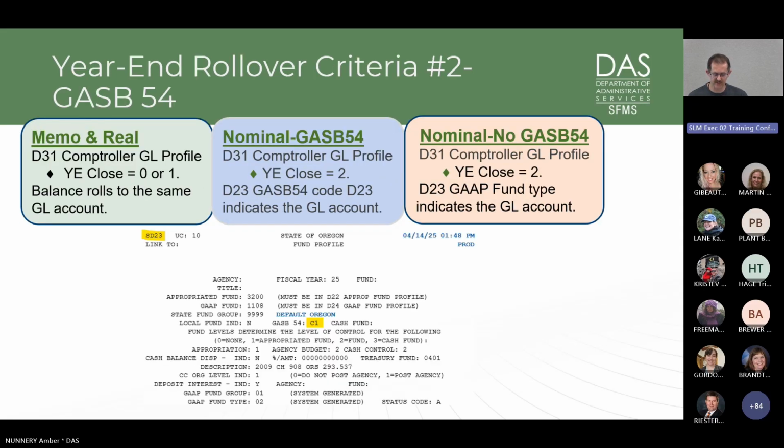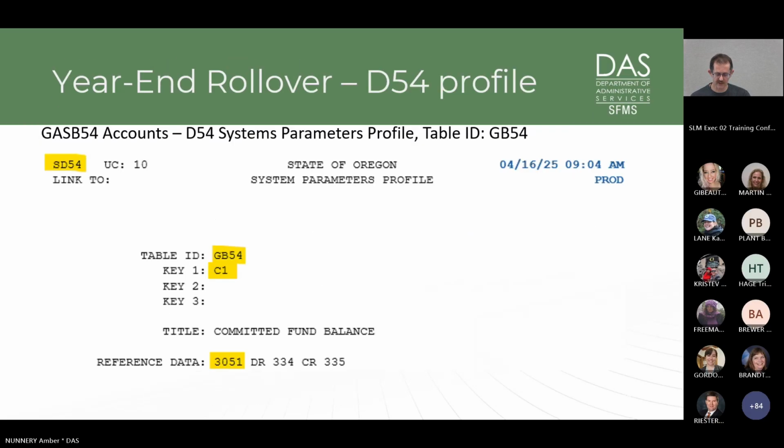For this example here, the D23 fund profile shows a GASB 54 code of C1, which stands for committed fund balance. So any nominal GL balances classified as C1 will roll to equity account 3051. And this profile here also shows the closing T codes that will be used when we get to the closing process.